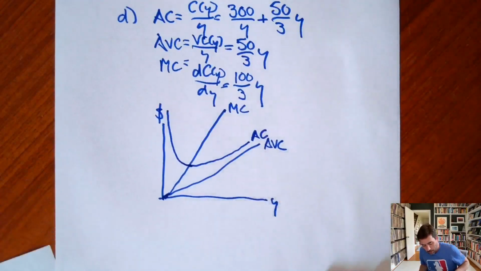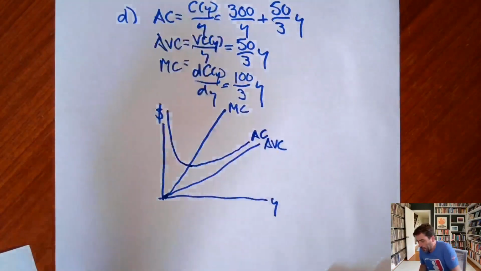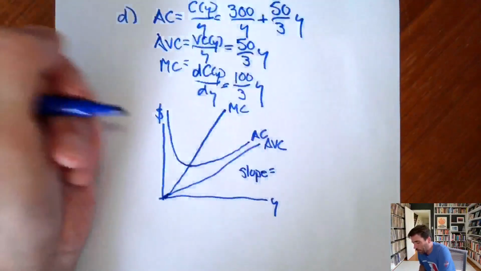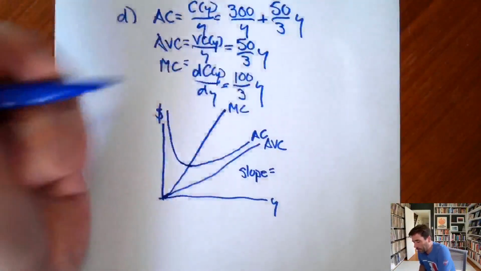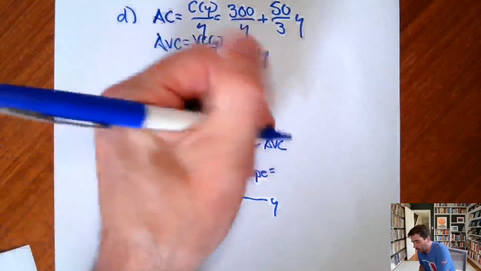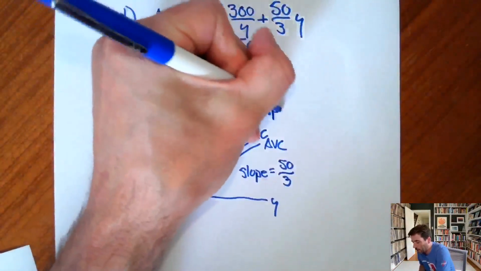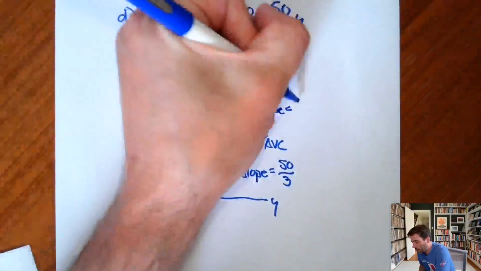All right. So the question didn't explicitly ask for it, but let's go ahead and put slopes on for our average variable cost and our marginal cost because we can, right? So slope for average variable cost, 50 over 3. Slope for marginal cost is that 100 over 3.